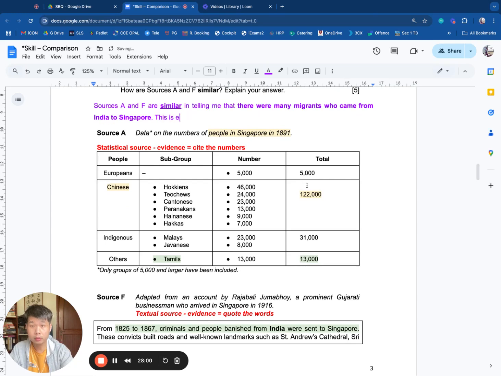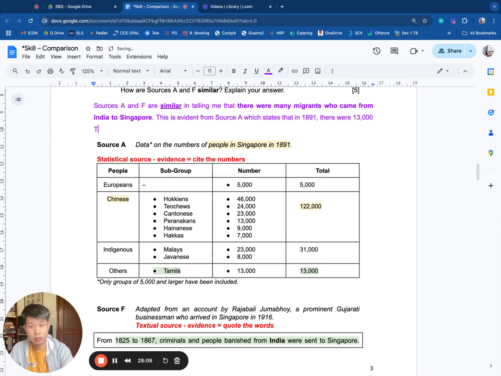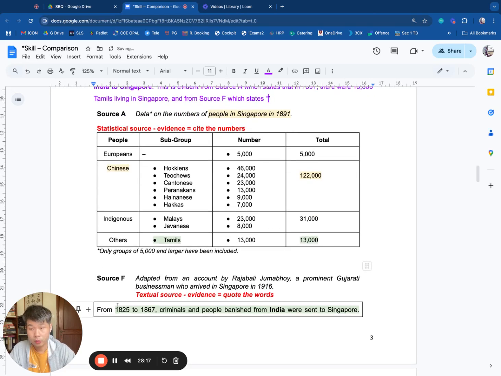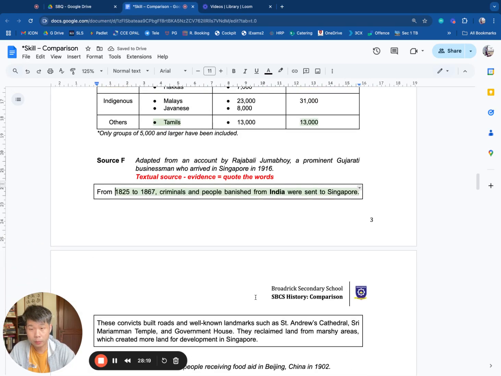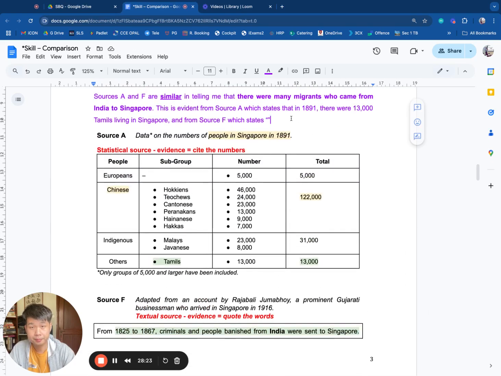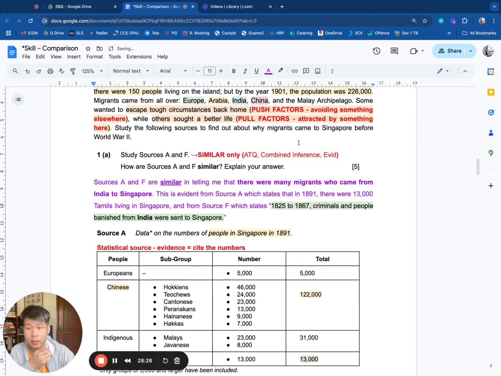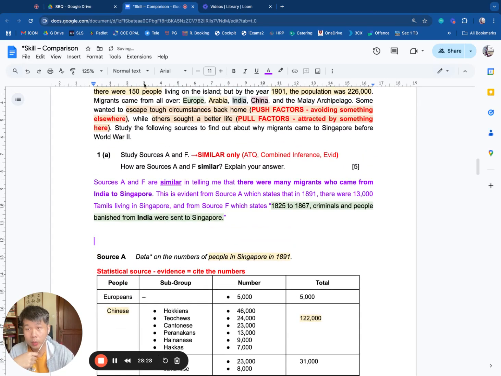Evidence with this is evident from source A, which states that in 1891, there were 13,000 Tamils living in Singapore. And from source F, which states from 1825 to 1827, people were banished to Singapore. Banished from India to Singapore. Okay, and I'm done. That's all I want.